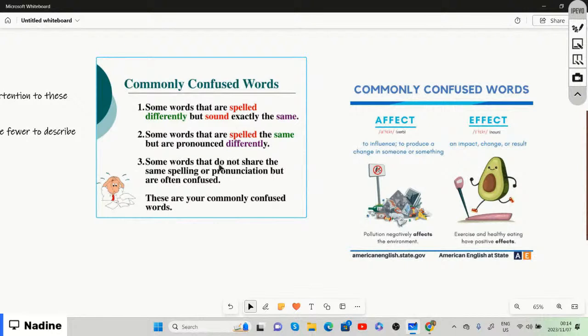Some words are spelled the same but are pronounced differently. And then we have some words that do not share the same spelling or pronunciation but are often confused. And all of these words that we basically made mention of, without naming the specific words, are called commonly confused words.